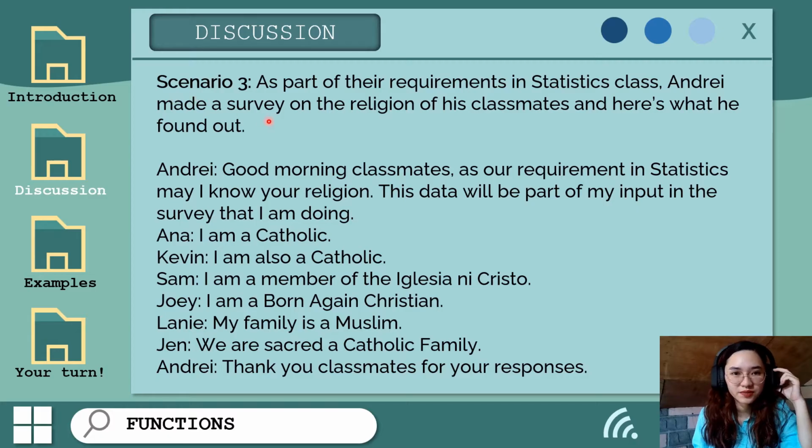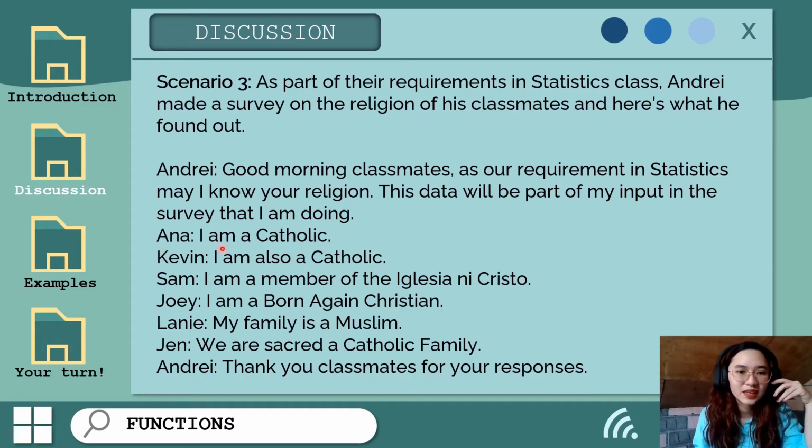Third scenario. As part of their requirements in a statistics class, Andre made a survey on the religion of his classmates. And here's what he found out. Good morning, classmates. As our requirement is statistics, may I know your religion? This data will be part of my input in the survey that I am doing.